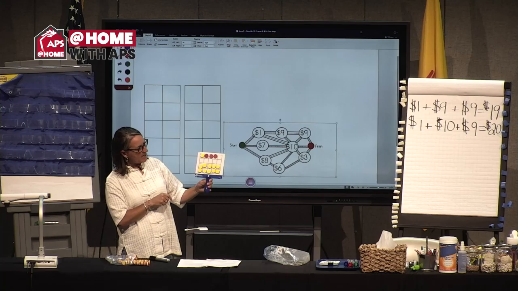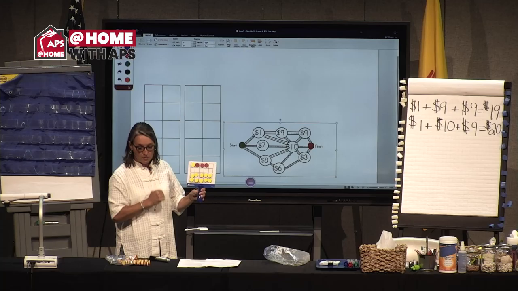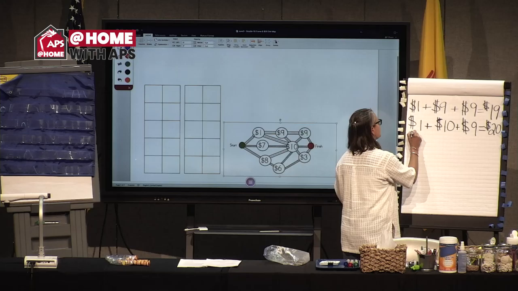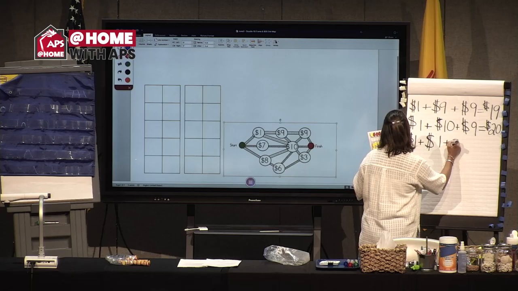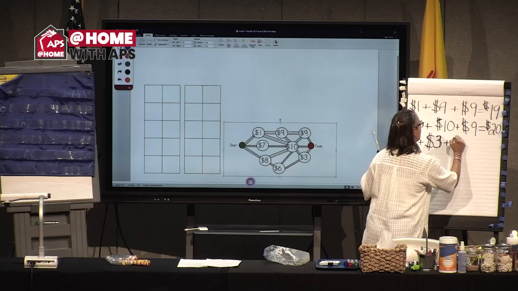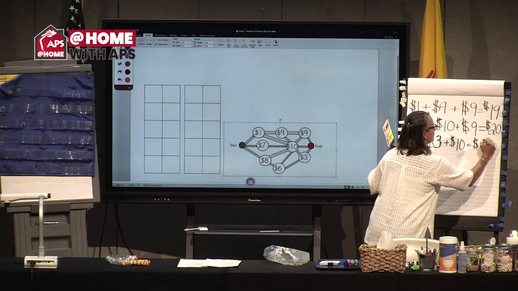10, and our 3 and 1 makes 4. So we've gotten to 14. We're way under 20 on that one. Nice job. So that was $1 plus $3 plus $10. And that got us to 14. So far, we're doing well, boys and girls, on our routes. So now let's go on.